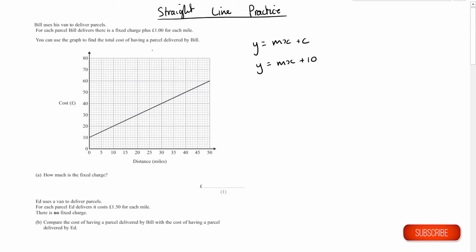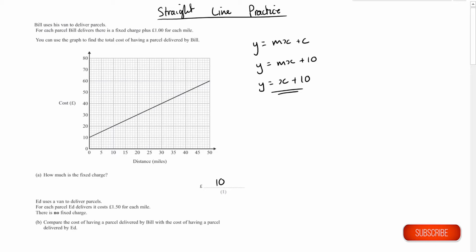And the gradient here is going to be 1, since for each extra mile that he has to go, his cost is increasing by £1. So actually we know fully that our equation is y equals x plus 10. Okay, now we can answer the questions more freely now that we know the equation. So how much is the fixed charge? So the fixed charge, even if he doesn't have to travel any distance, is £10. So that's our y-intercept. So that's £10.